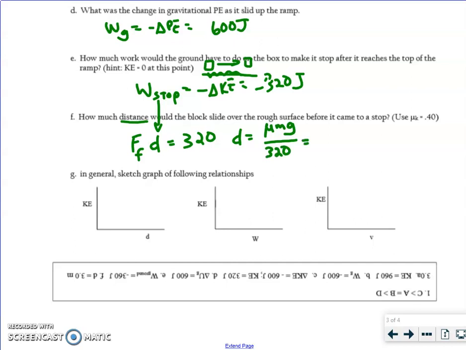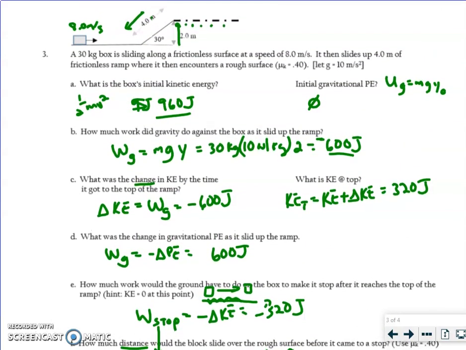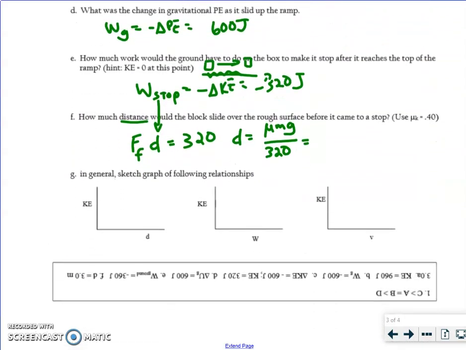So you can work out the mu mg, because mu is given as 0.4. 0.4 times 30 is 12. 12 times 10 is 120. 120 divided by 320, I think I did the numbers right, should give you an answer of about 3 meters. Looks like I did something funky there. Oh, I'm sorry, I've got it reversed. D is going to be 320 divided by mu mg. Sorry about that, that's 3 meters.